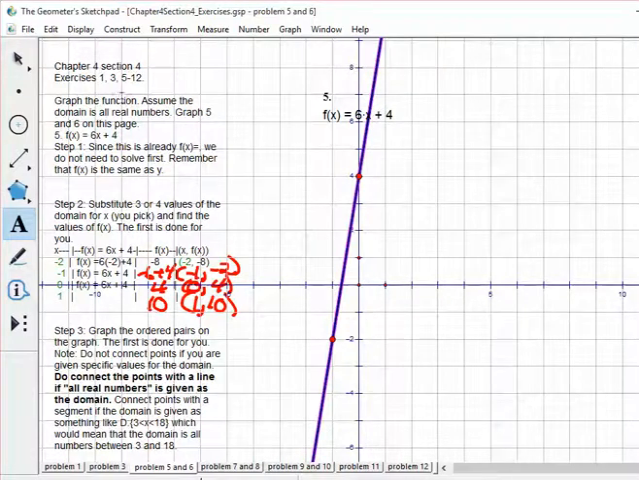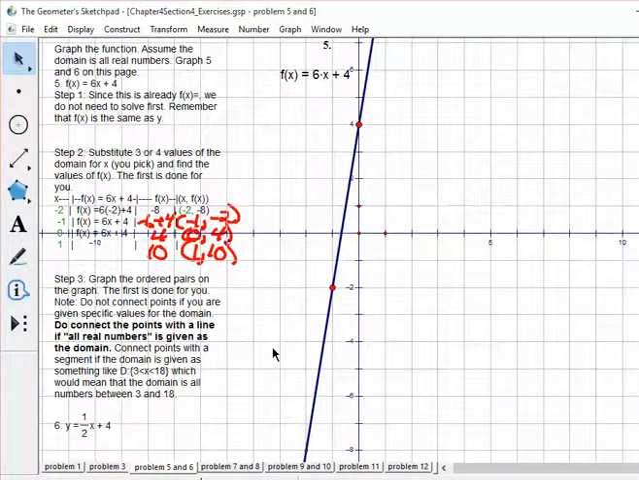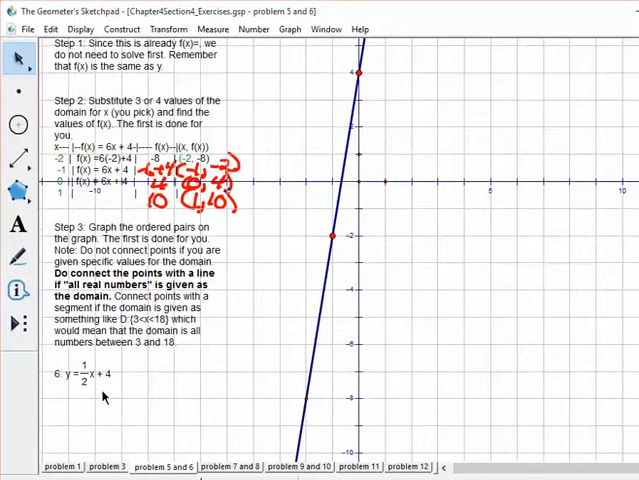So Sketchpad will graph lines directly. You don't have to plot points, but this section is on plotting points. So you're going to plot the points, and then you can check it by graphing the equation. So this was number 5, and then you're going to do number 6. This table isn't here for number 6. You get to make your own table.